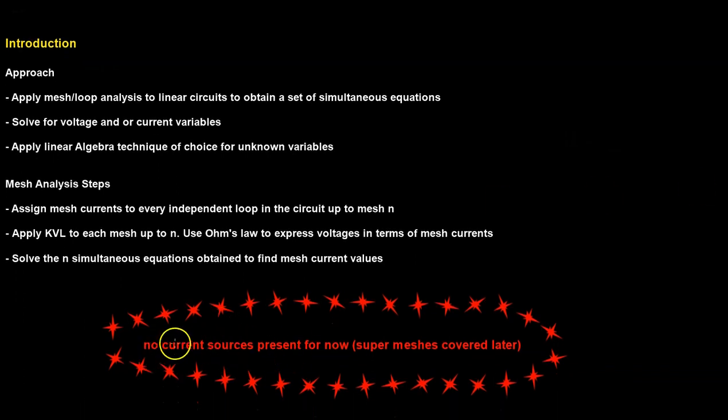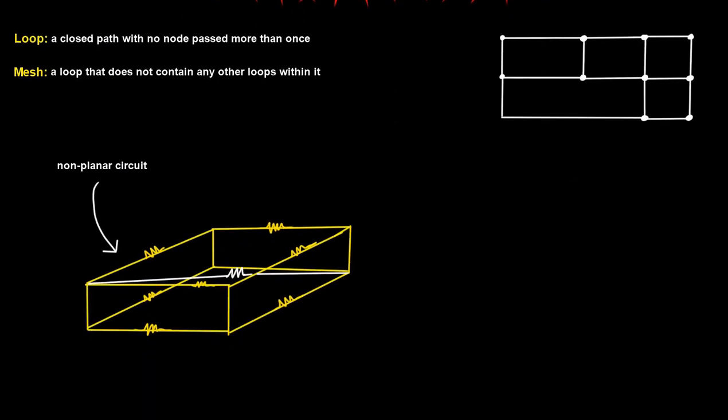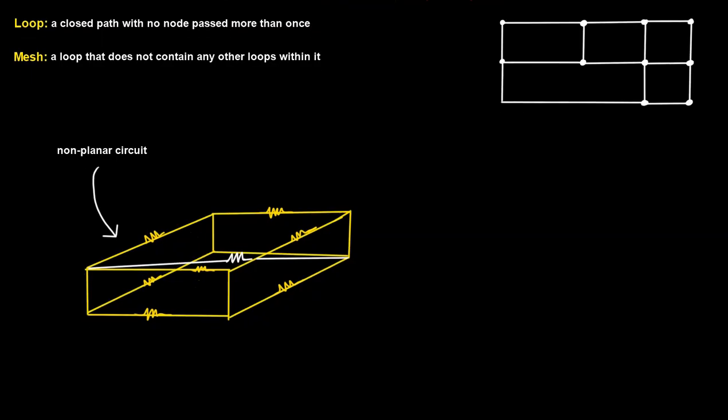Now note that we're not going to look at any problems where there's a current source present, whether it's independent or dependent, because those are called supermeshes and we will cover them later in this video. So some more definitions. When you think of a loop, what is meant by that is a closed path where no node is passed more than once. So what does that mean?